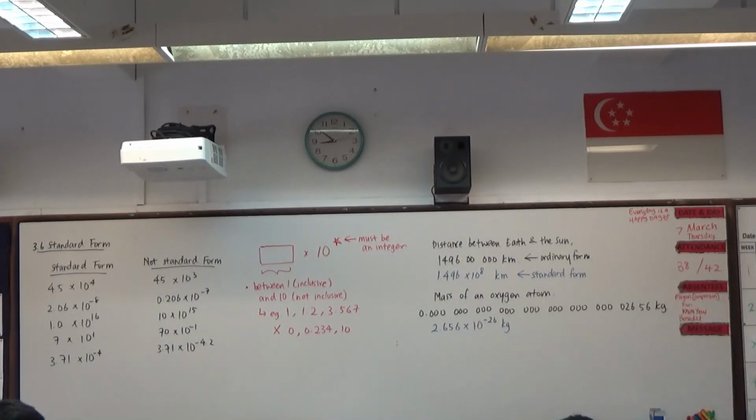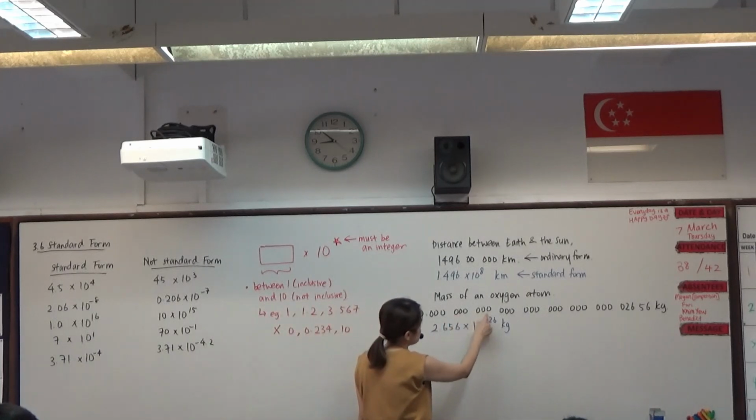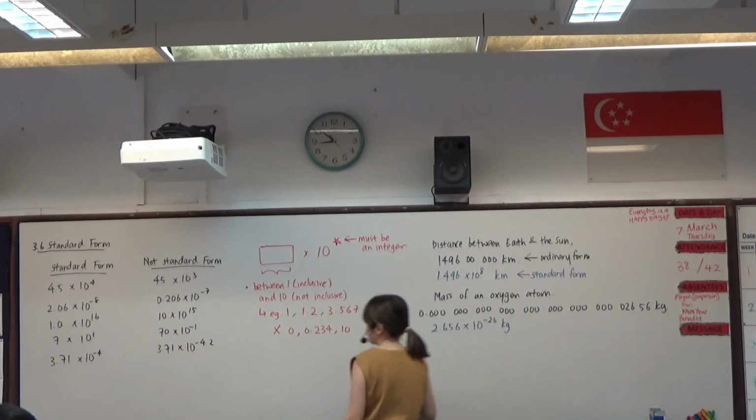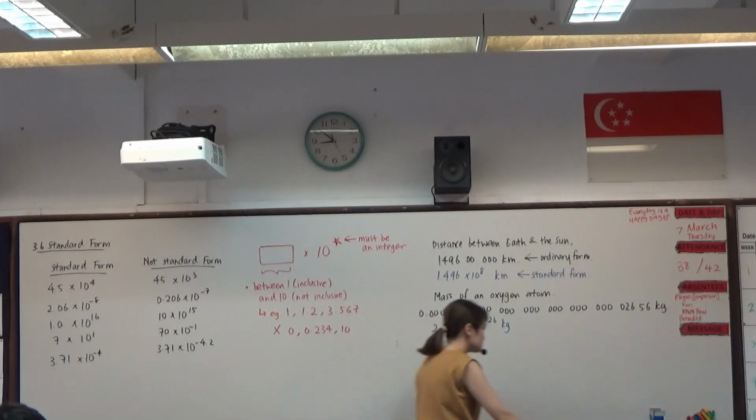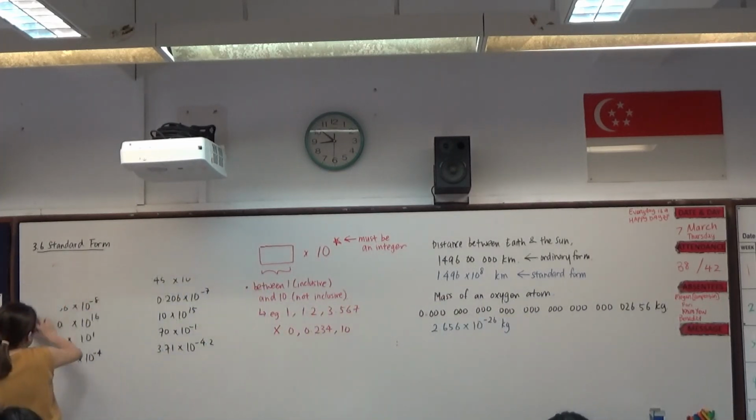So that is your ordinary form and your standard form. I think there are 8 sets of triple zeros. 3, 4, 5, 6, 7, 8. Yeah. That's great. So let's learn how to do the conversion.